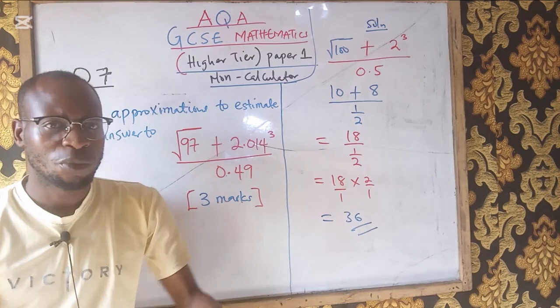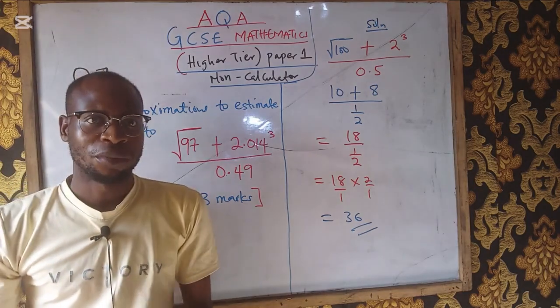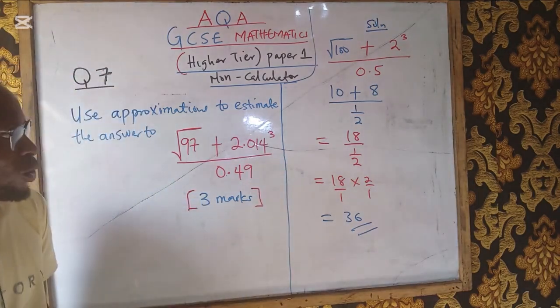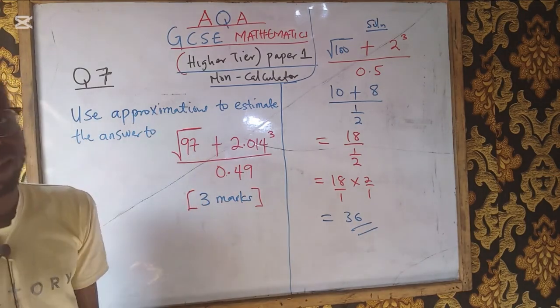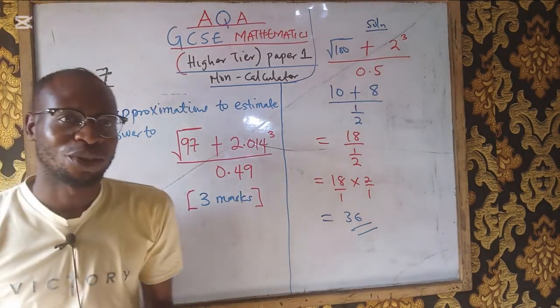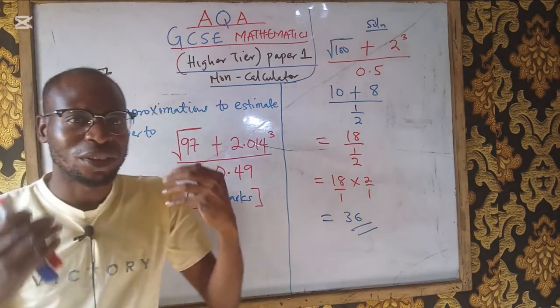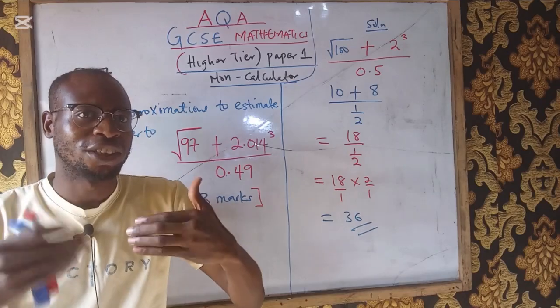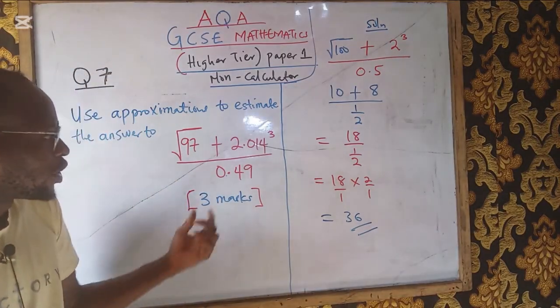We have a lot of problems on the paper, so I just decided to take one of them because of time. I hope this is clear. So this is how you solve it. They say using approximations to estimate. As you can see, there is no decimal here, so you cannot use decimal places. You rule that out. GCSE mathematics is actually very simple, but it enables you to think. You need to think very well before you can answer the questions. They are very simple.